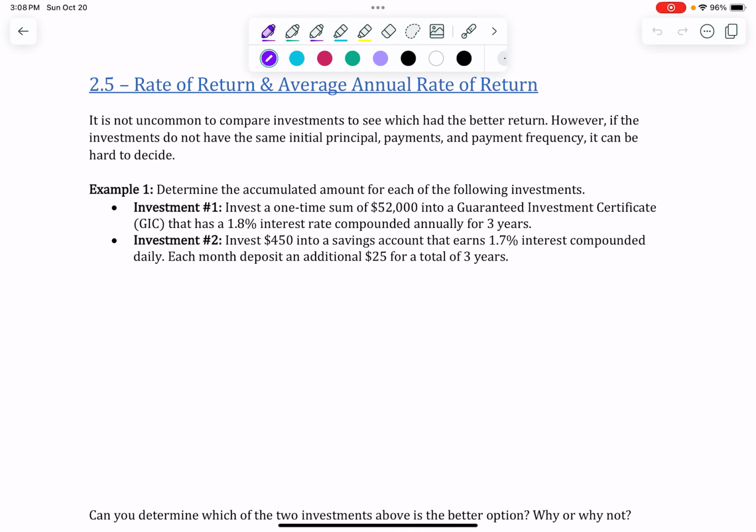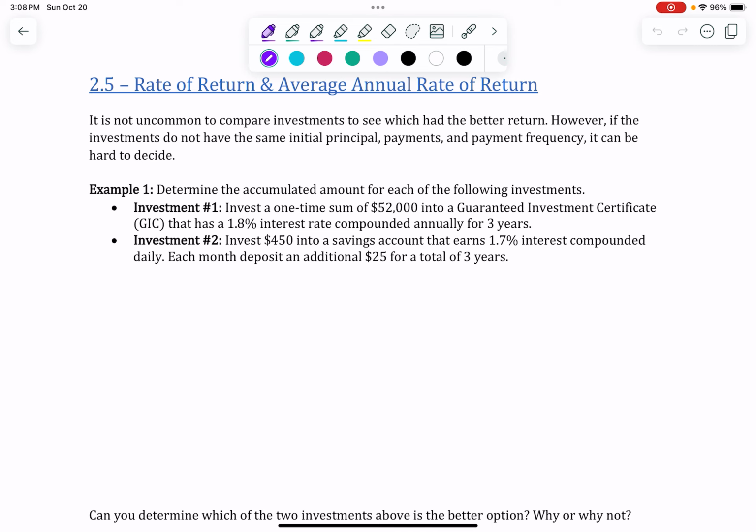So, today we're going to talk about 2.5, which introduces us to a concept called rate of return and average annual rate of return. The reason why these two things exist is because sometimes we want to compare investments and see which one's the best option for us, or the best one that we chose in the past, to make better decisions moving forward.